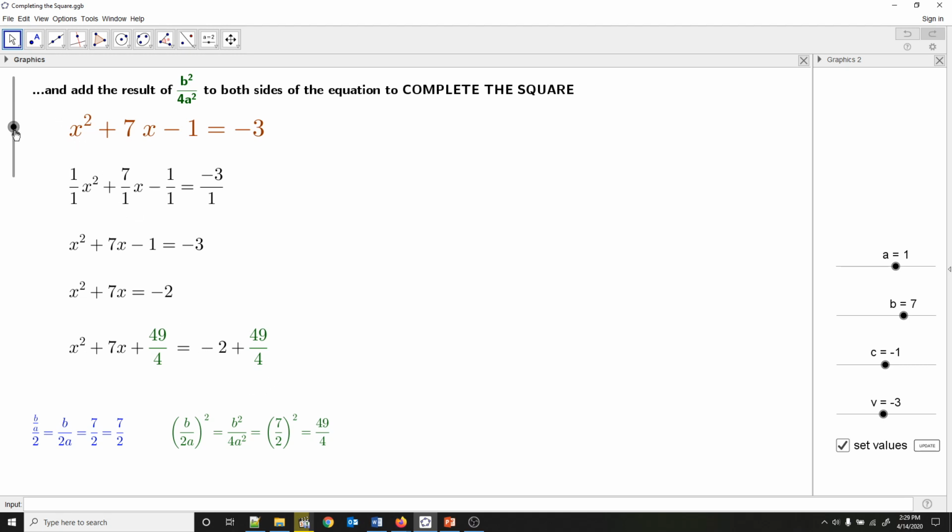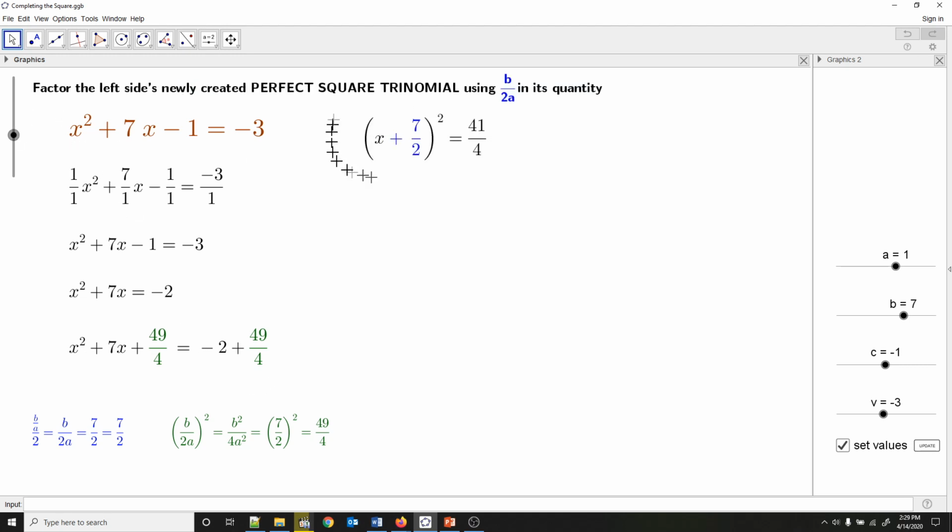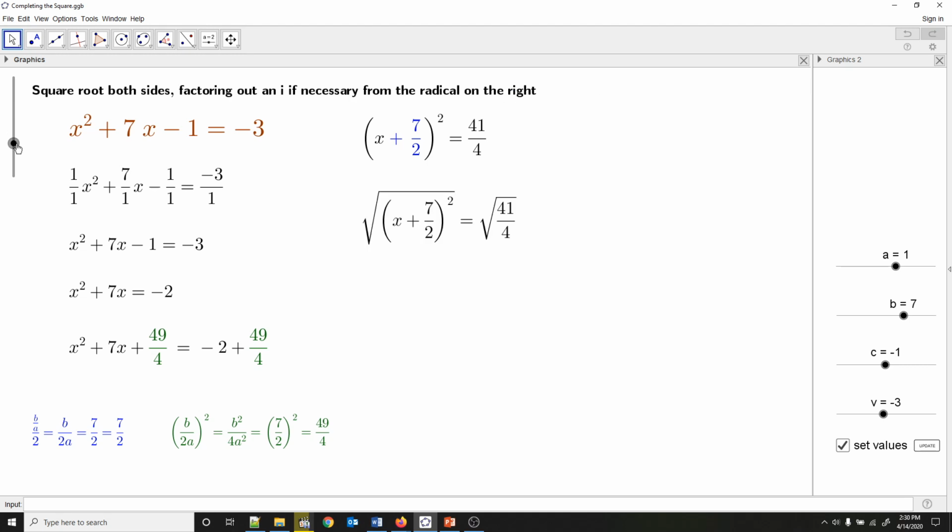You're going to take that perfect square trinomial and quickly factor it, remembering it's x plus whatever you got when you did b divided by 2a, which in this case is plus 7/2. That factor is squared. You'll use your brain, you'll use your calculator, I'll use GeoGebra, and figure out that the right side equals 41/4. We'll square root both sides. We'll write the absolute value of the left side, and having the right side equal to the square root of 41, and simplifying the denominator as 2.